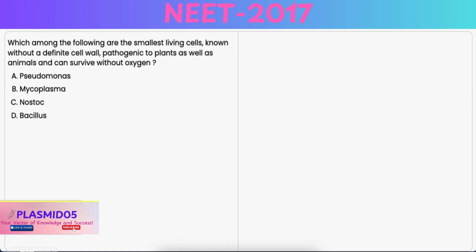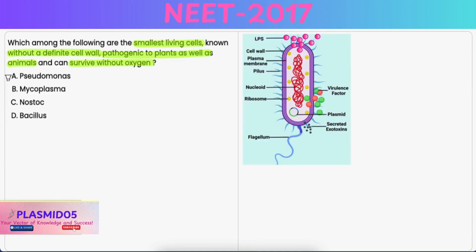In this question, you have to identify the smallest living cells without having a cell wall and pathogenic to plants as well as animals and which can survive without oxygen. Option A, Pseudomonas. It is incorrect because Pseudomonas, which is a genus of gram-negative bacteria, have a cell wall and they are mostly aerobic. Option B, Mycoplasma.